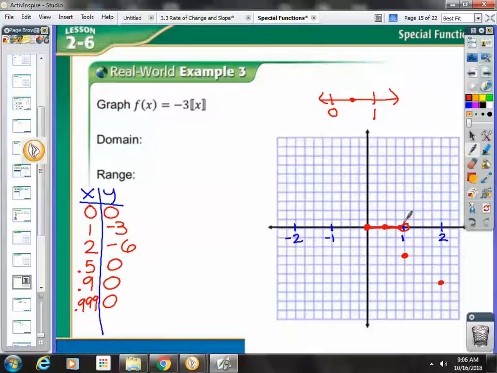Okay, it looks like my stair step is going to be 1 unit long. Open circle on the right, closed circle on the left.